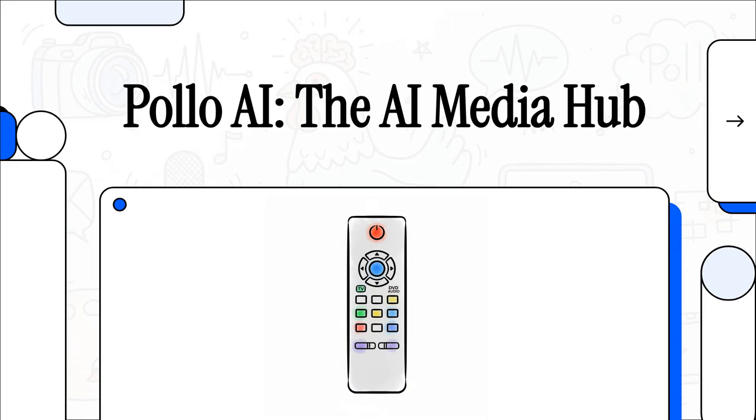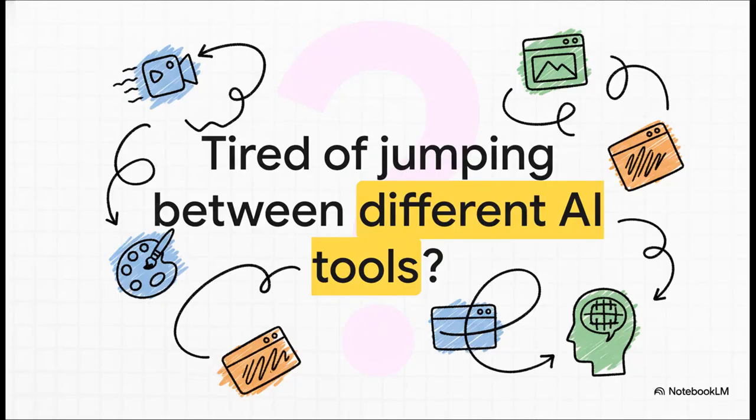All right, let's talk about generative AI. Today, we're diving into a platform that's trying to be the ultimate creative command center for all things AI. It's called Pollo AI. So if you're a creator, you definitely know the drill, right? You've got one tab open for your AI video tool, another for images, maybe even a third one for creating avatars. It's just tab chaos.